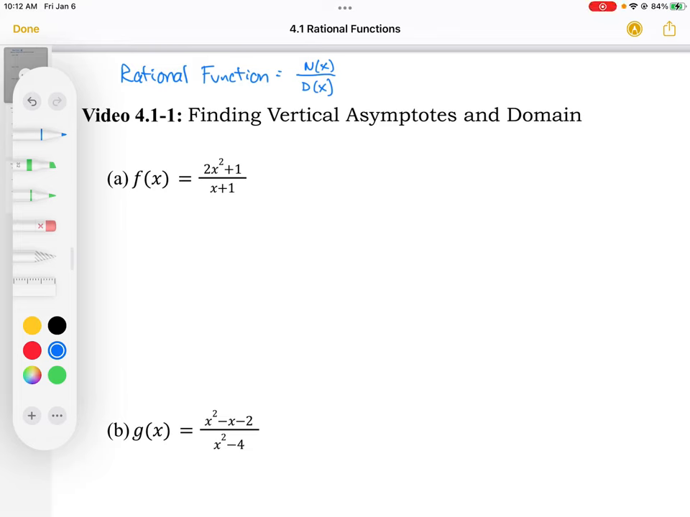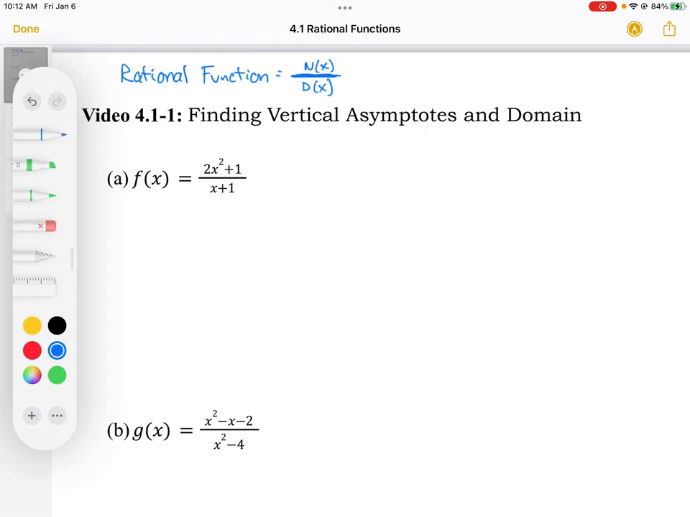In this video, we're going to be looking at rational functions, identifying vertical asymptotes, and defining their domains. So we have a rational function, which I've written down. A rational function is just a quotient of two functions, meaning it's one polynomial divided by another polynomial.